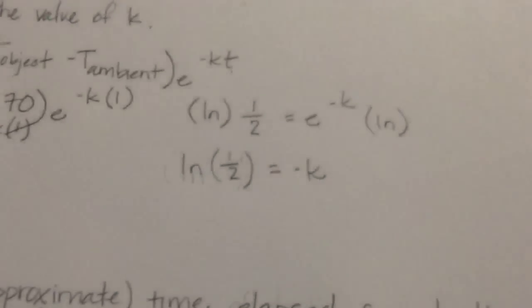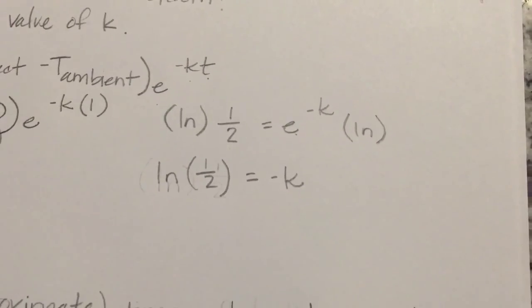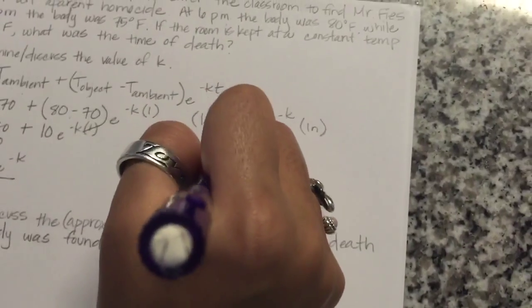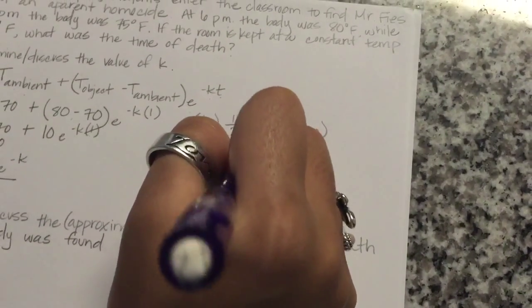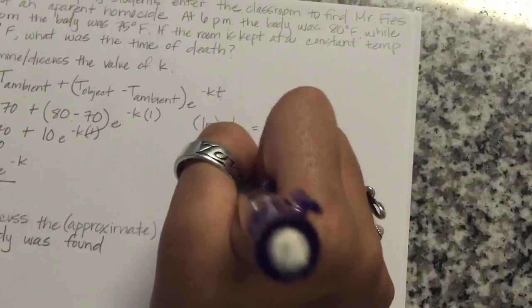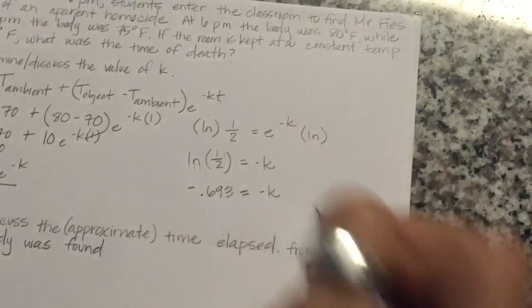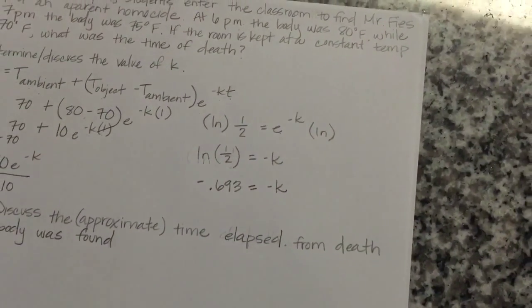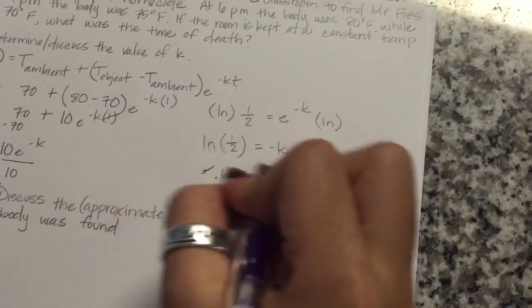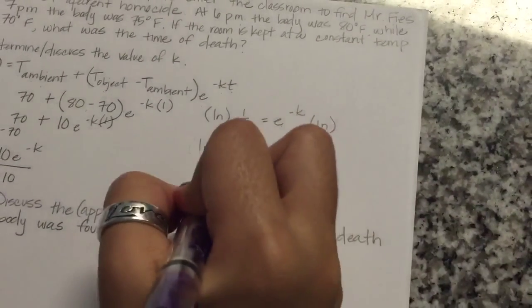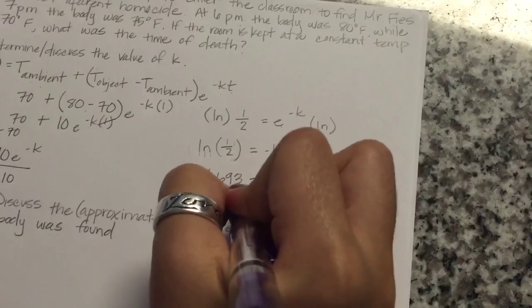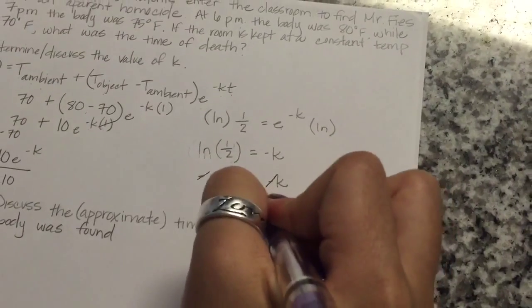So when you plug that into the calculator, you're gonna get negative 0.693 equals negative K. And if we wanna go a step further, all we gotta do is eliminate the negatives, and K is equal to 0.693.